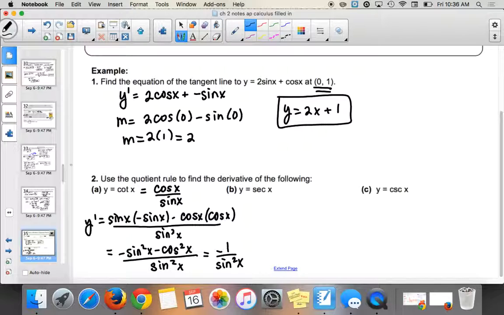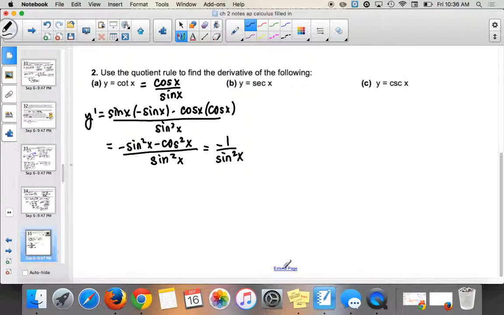So how do you think we write it? Did you get the sine squared x on the bottom? It's all over the square of what's below. So how do you think we write the derivative? That's it. Negative cosecant squared x. So that is the derivative of cotangent.